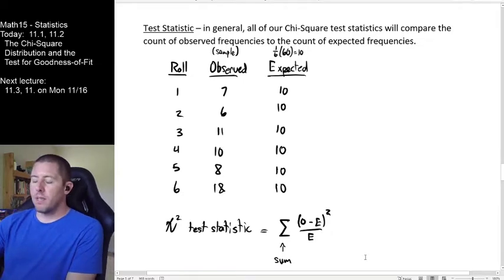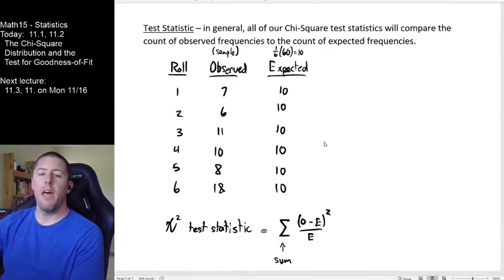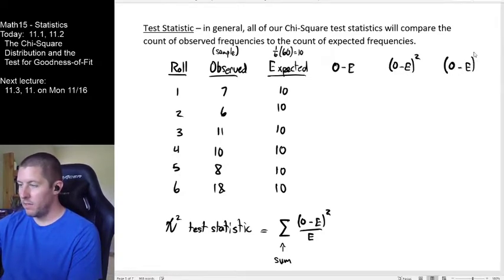So what I want to compute then is this for each of our different rows here, and then we will sum them. We will add them all up. So I'm going to do here O minus E squared, and O minus E squared over E. I'm going to build my terms part by part here.